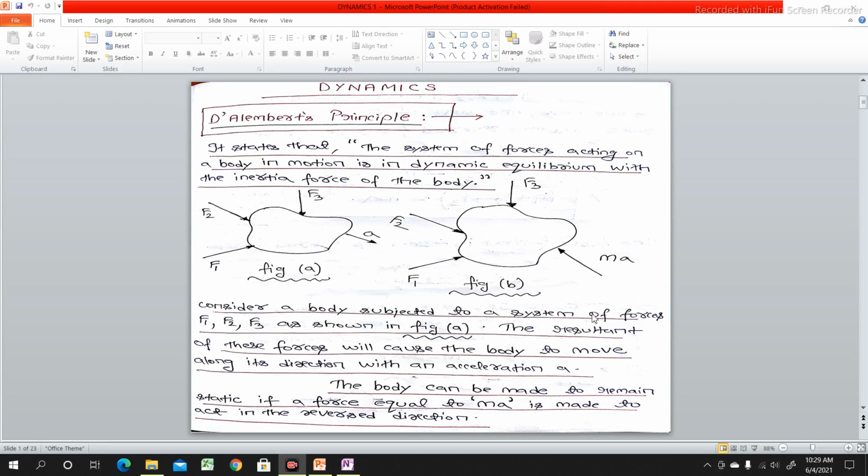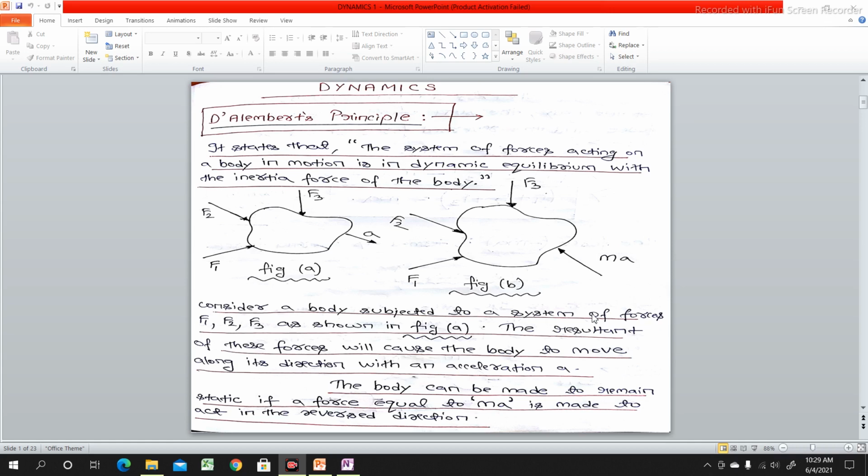So, in today's class, we will start with one new topic in engineering mechanics, and that topic is D'Alembert's principle. This D'Alembert's principle basically comes in the dynamics portion of engineering mechanics. Before starting off with D'Alembert's principle, first let us understand what we mean by the term dynamics, and then we will go to the principle.